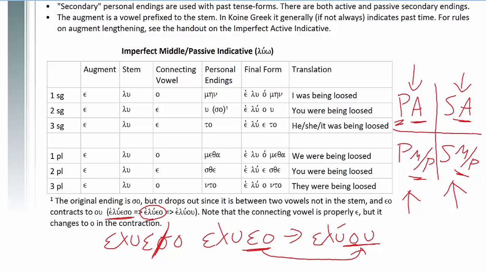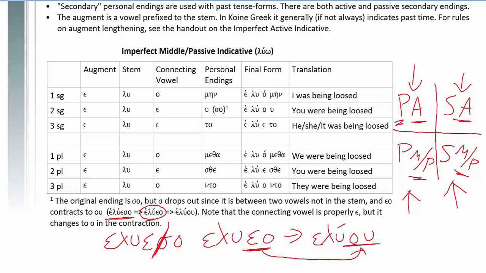The middle could be something like I was loosing for myself, or simply I was loosing, or you'd have to look up the middle. If you have a middle form, you'll need to look it up in a lexicon to see what the middle form actually means. Because sometimes the middle form can just have a sense of reflexivity, or perhaps of self-interest, or being able to do the action of its own accord. But in other cases, the middle form will just be a different meaning altogether. So you can look up the verb archo, for example, archo versus archomai, and you can see the difference in meaning there.